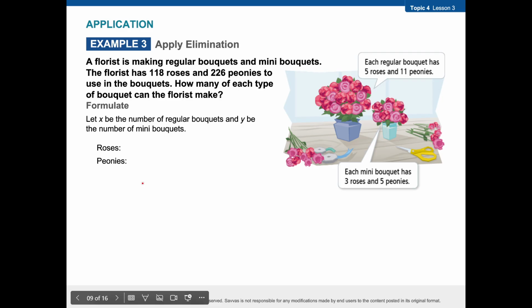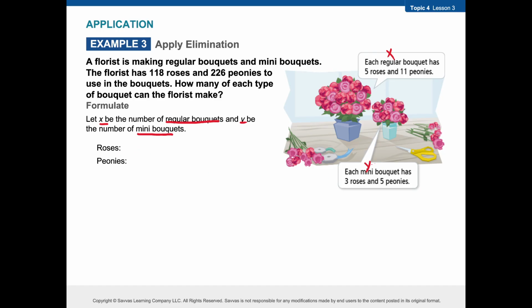Next here we have a florist is making regular bouquets and mini bouquets. The florist has 118 roses and 226 peonies to use in the bouquets. How many of each type of bouquet can the florist make? They're telling you to use X for regular bouquets and Y for mini bouquets.